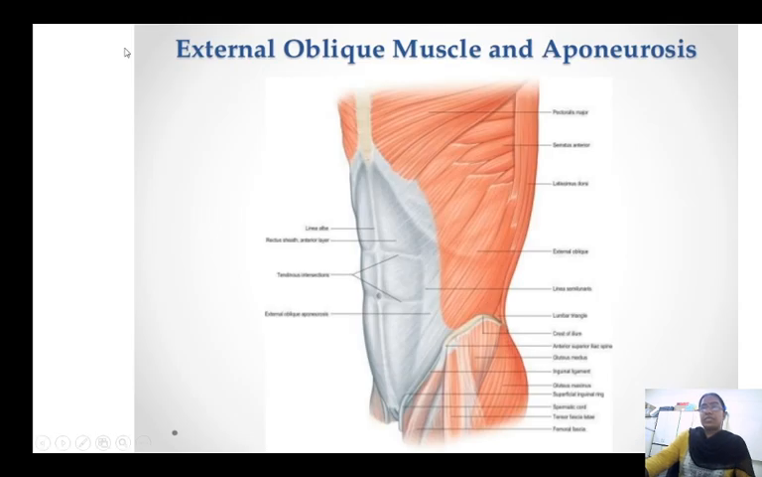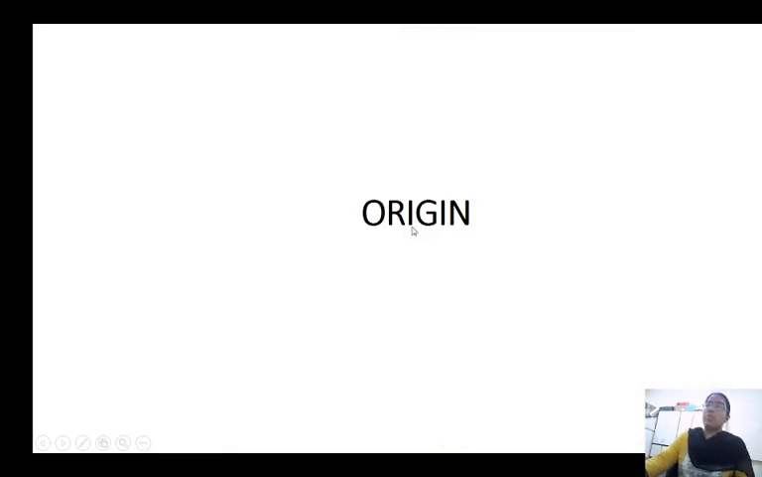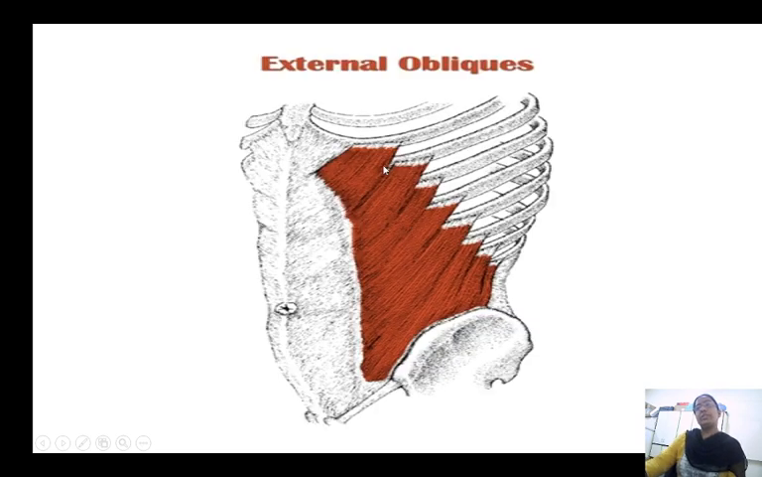Now, coming to the first flat muscle, that is called the external oblique muscle. What is the origin of the external oblique muscle? This is the external oblique muscle, and these are the ribs.